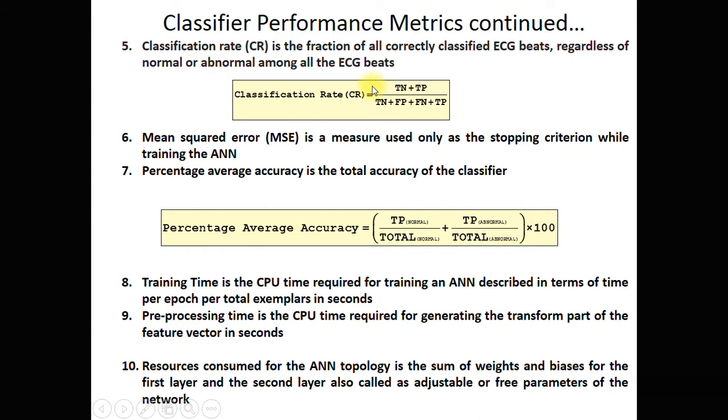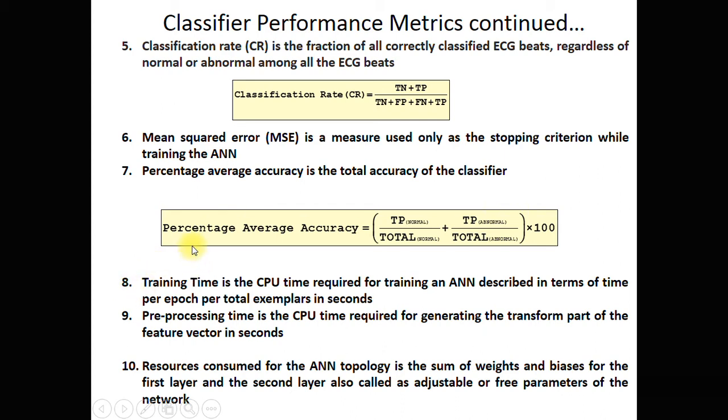Classification rate is another parameter or metric. It is nothing but true negative plus true positive divided by the sum of all the exemplars. Mean square error, we have already seen. It is a measure used only as the stopping criterion while training the neural network. Percentage average accuracy is the total accuracy of the classifier. So it is the total accuracy, the average of the accuracy multiplied by 100. That is the reason why we get percentage accuracy.